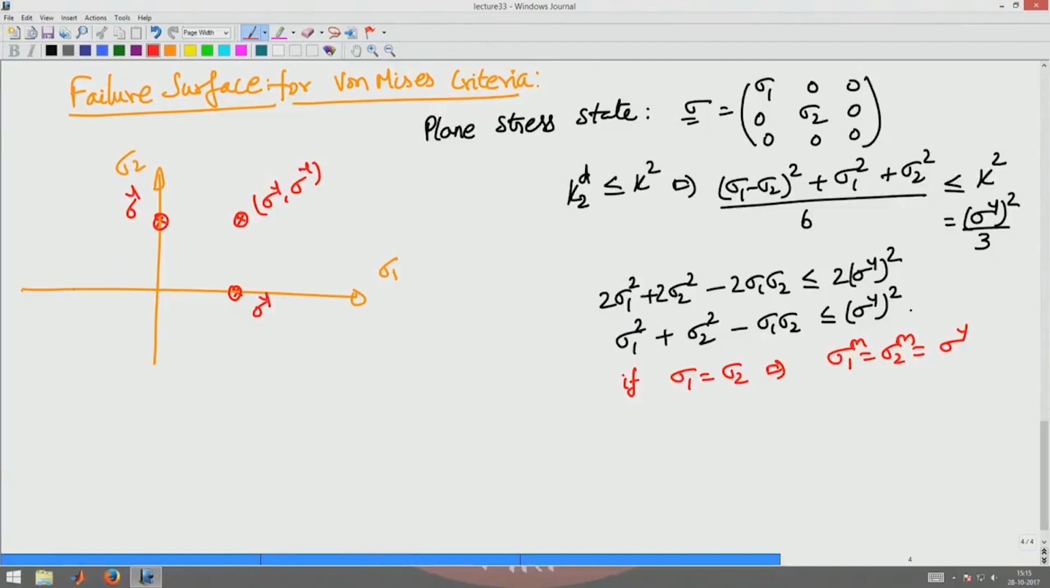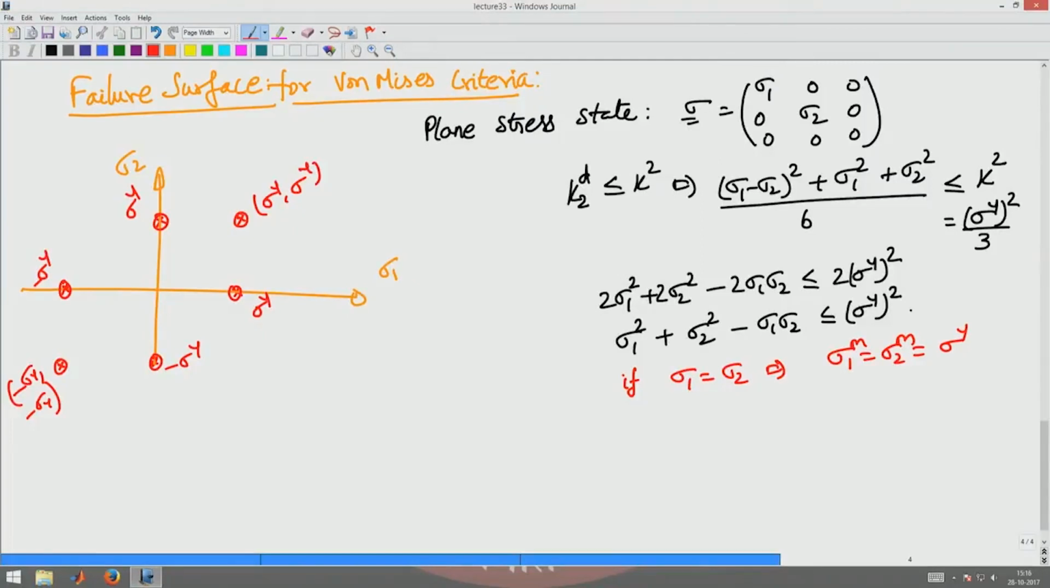Similarly, I have 3 points in compression. Tension or compression does not make a difference, just like in the Tresca criteria, and hence in compression also I have minus sigma y, and sigma 1 equal to sigma 2 equal to minus sigma y again, minus sigma y comma minus sigma y. These are the 6 points through which the curve has to pass, okay.